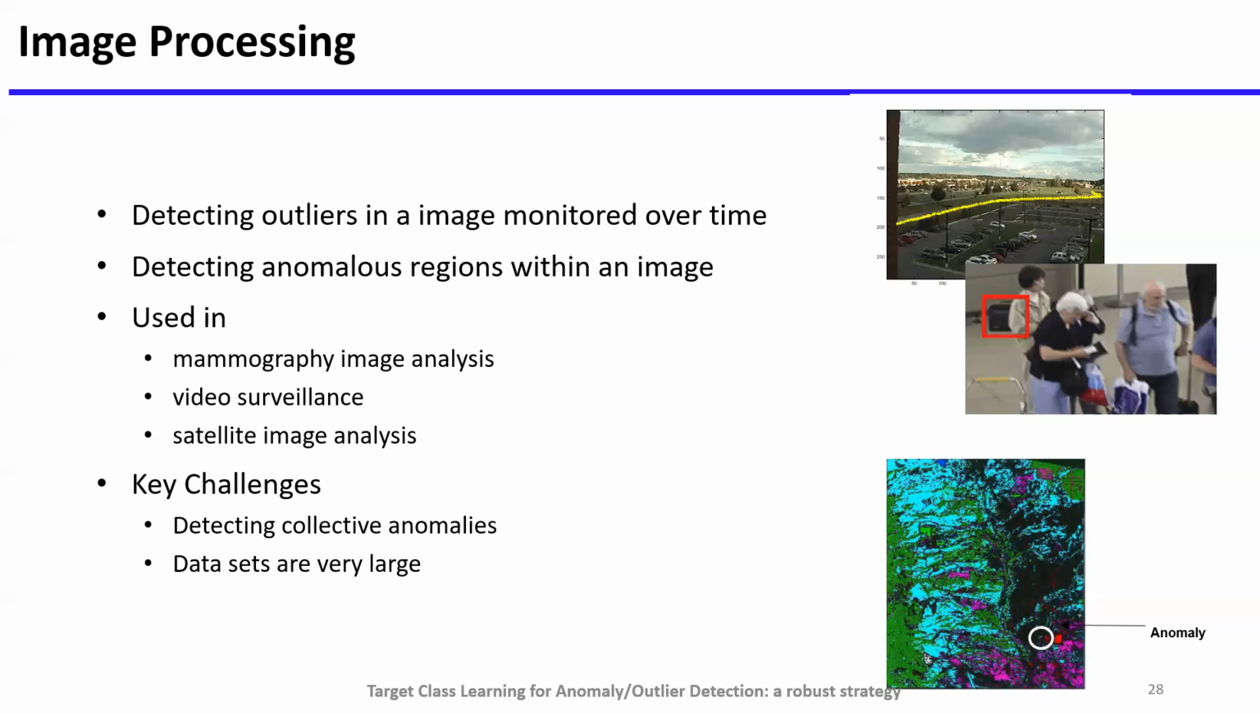So in all these image processing domains, it is very important that we are able to process the images very carefully for detecting any kind of anomalous region within an image, or for detecting any kinds of outliers. So basically, these are the key challenges, like detecting collective anomalies when the dataset is very, very large.